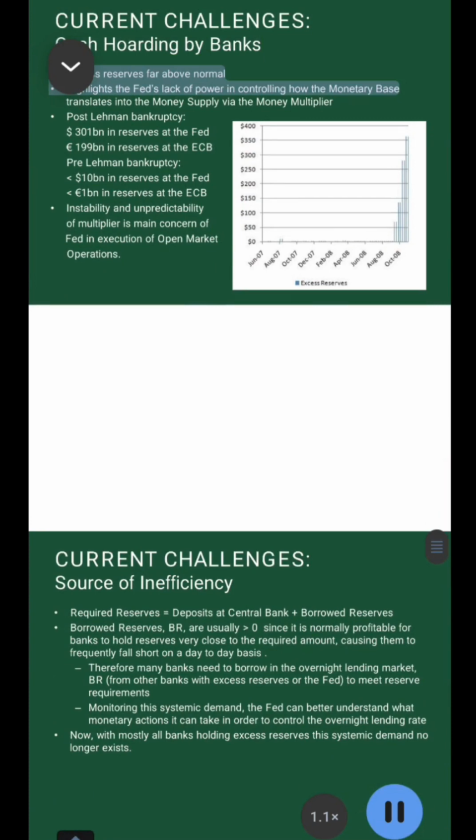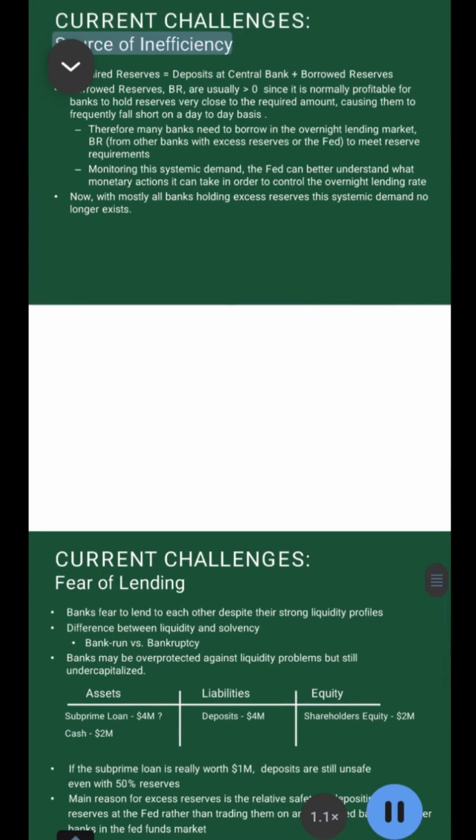Current challenges: cash hoarding by banks. Excess reserves far above normal highlight the Fed's lack of power in controlling how the monetary base translates into the money supply via the money multiplier. Post-Lehman bankruptcy, $301 billion in reserves at the Fed, €199 billion in reserves at the ECB. Pre-Lehman bankruptcy, less than $10 billion at the Fed, less than €1 billion at the ECB. Instability and unpredictability of the multiplier is the main concern of the Fed in execution of open market operations.